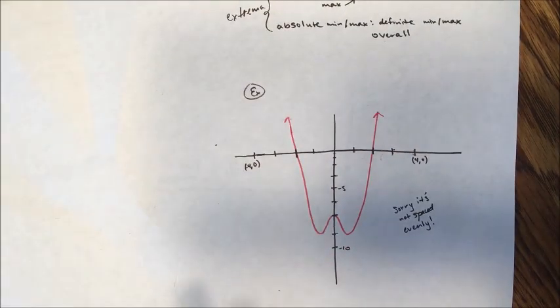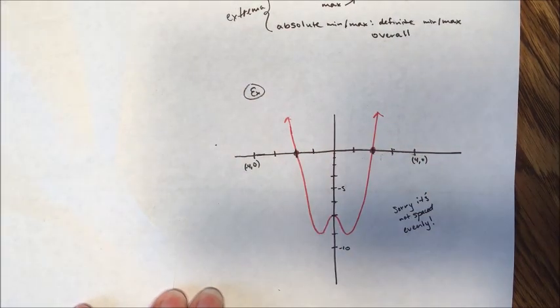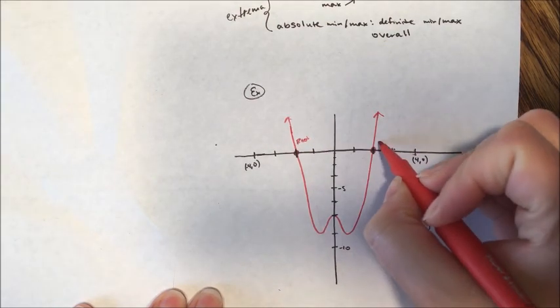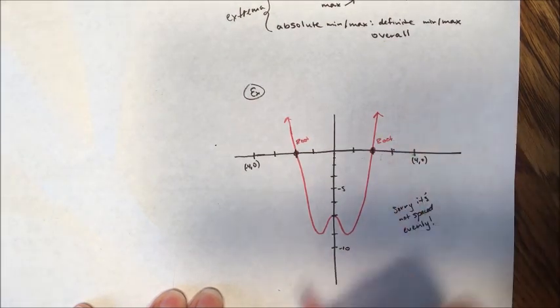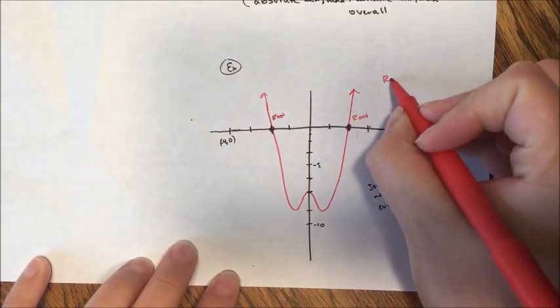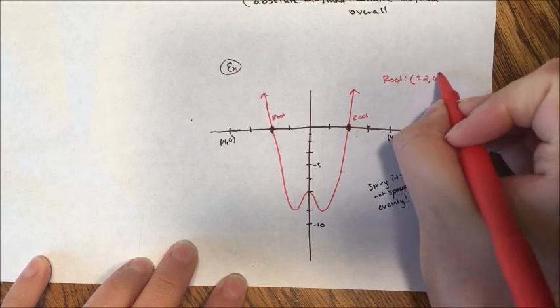Looking at this, this is an x to the 4th graph. With that being said, this point here and this point here are my roots. So we can see here that my roots are located at positive and negative 2.